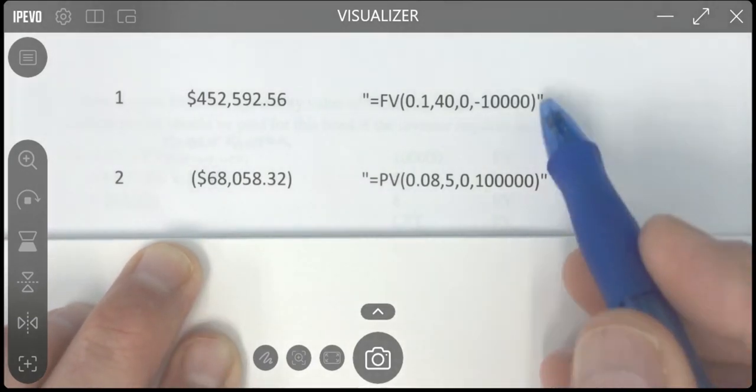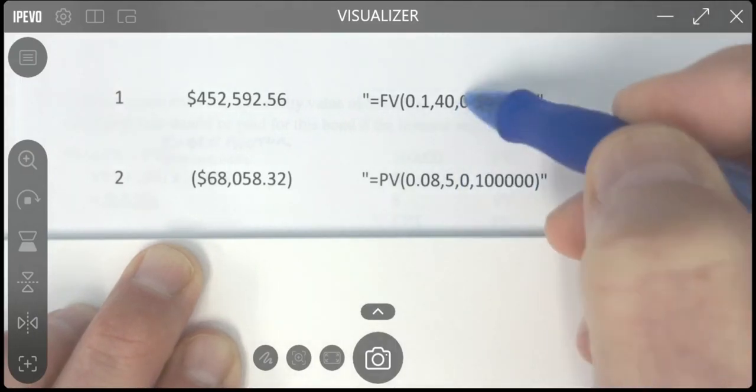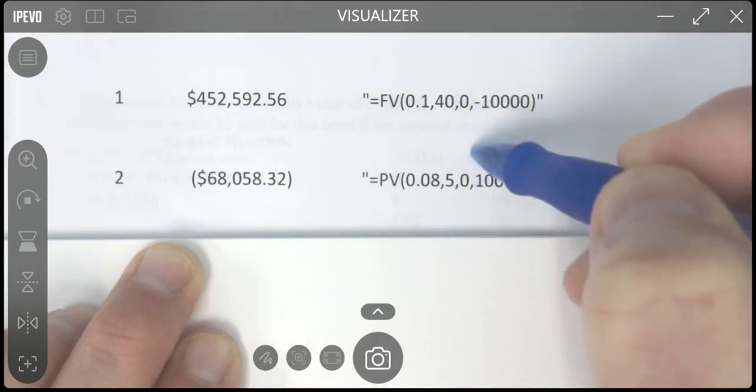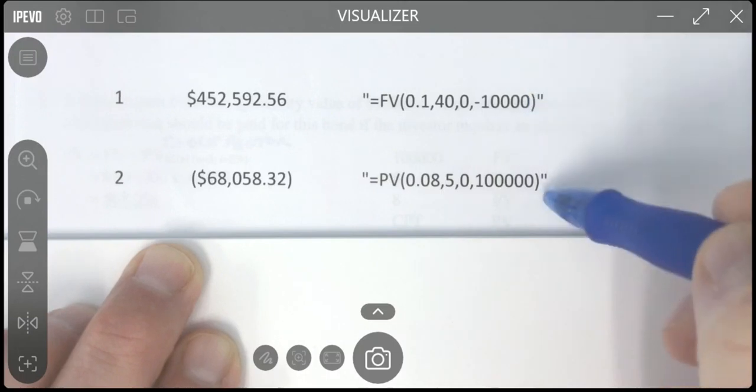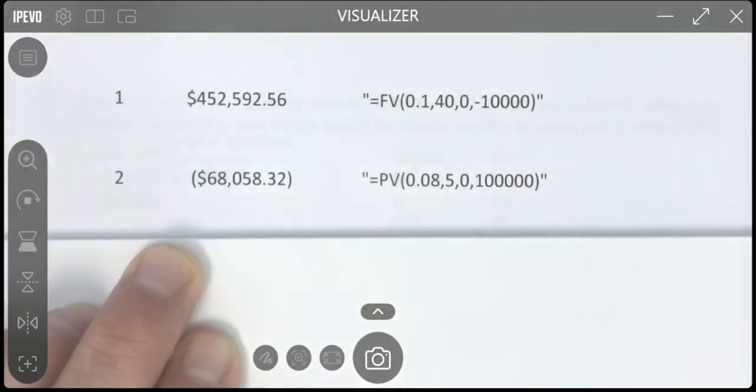Notice I'm not putting a value in for type. The type value is only going to be required when there is a payment. It refers to the payment. So you don't need to put a type in. It'll take it, but you don't need to.